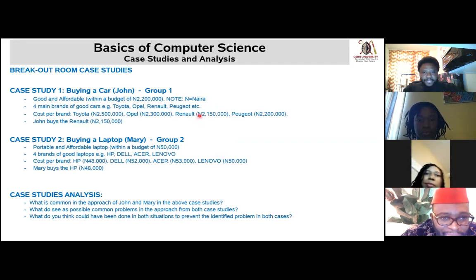By the way, the N in the numbers here is the Naira note. That's for the Nigerian currency. John buys not the cheapest.